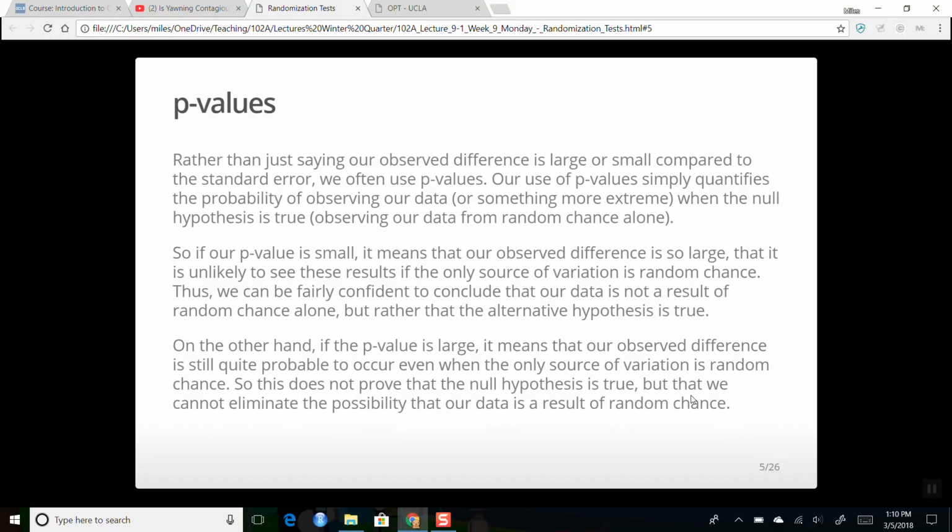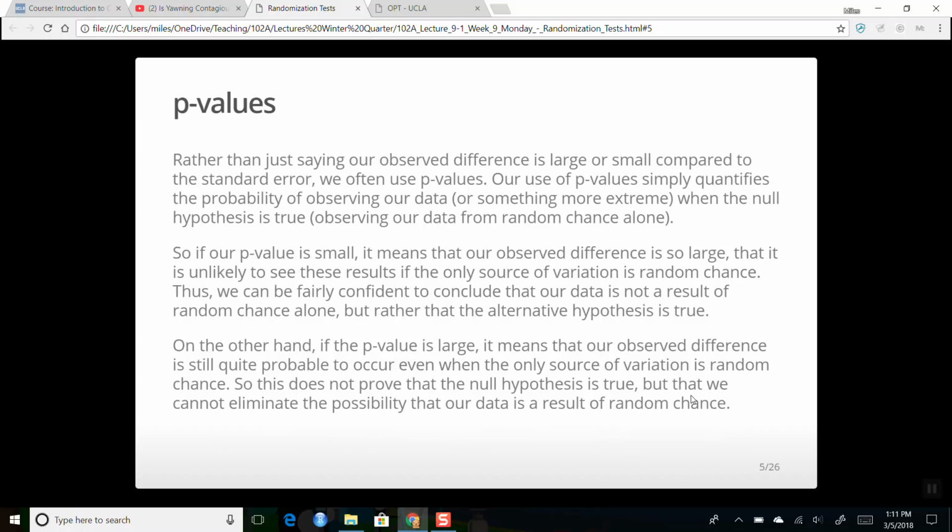And this leads us to p-values. Okay, so rather than just saying that a difference of 2 points is large or small compared to the standard error, we will quantify this amount using a p-value. Okay, and again, the p-value is the probability of observing our data, or something more extreme. In this case, it's the probability of getting a difference of 2 points or something bigger than a difference of 2 points if the null hypothesis is true.